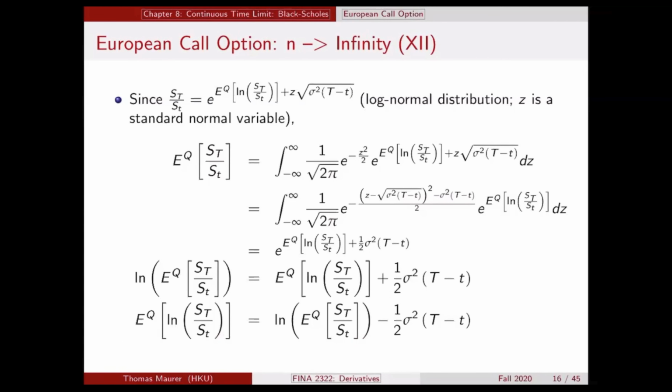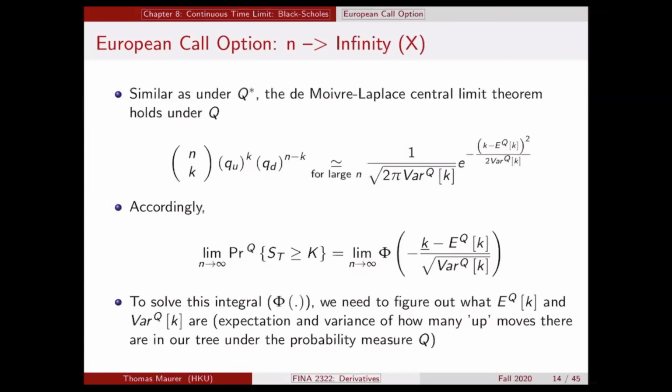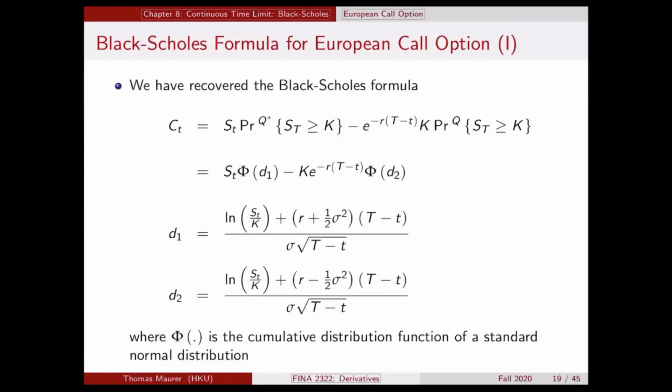So you can use that back in here again to figure out what is that expectation of how many up movements you have in that tree under that Q probability measure, and then use that to plug it in here. So once we add everything together, you have now that probability of being in the money under the risk-neutral probability measure Q, and it's going to be again the probability of a standard normally distributed variable, which is captured by that phi function, being less than this term. And so that gives us the Black-Scholes formula.